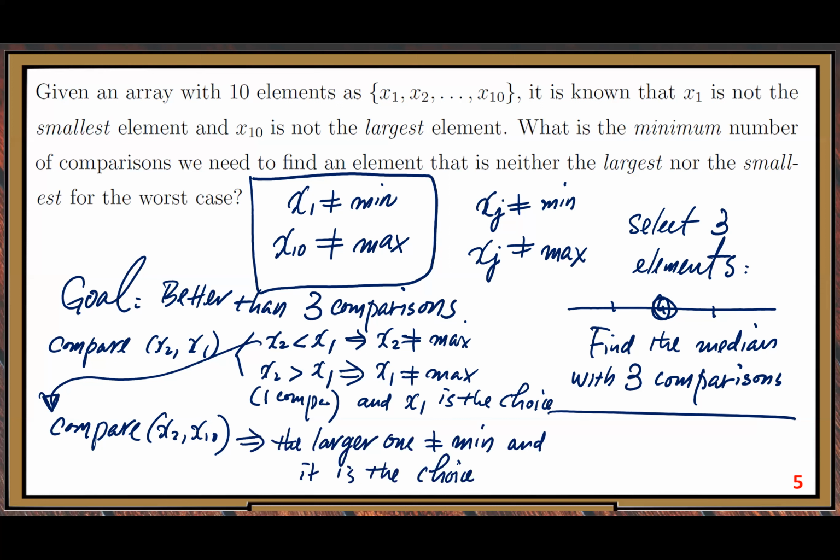None of them is the maximum, given the condition in the first case, right? None of them is the maximum. But we don't want the minimum, so we take the larger one of the comparison. The larger one cannot be the minimum, so either x2 or x10, so that is our answer. How about that? Okay.